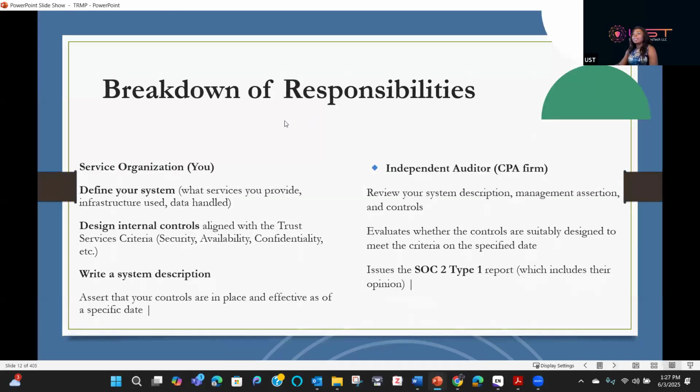Then we'll also break down the responsibilities, who is involved in what, who has to do what, and so on. For example, talking about you as a service organization, I think with this I'll break the video here. That way we understand what you have to do and what the independent firm needs to do as far as achieving this report that we've discussed.